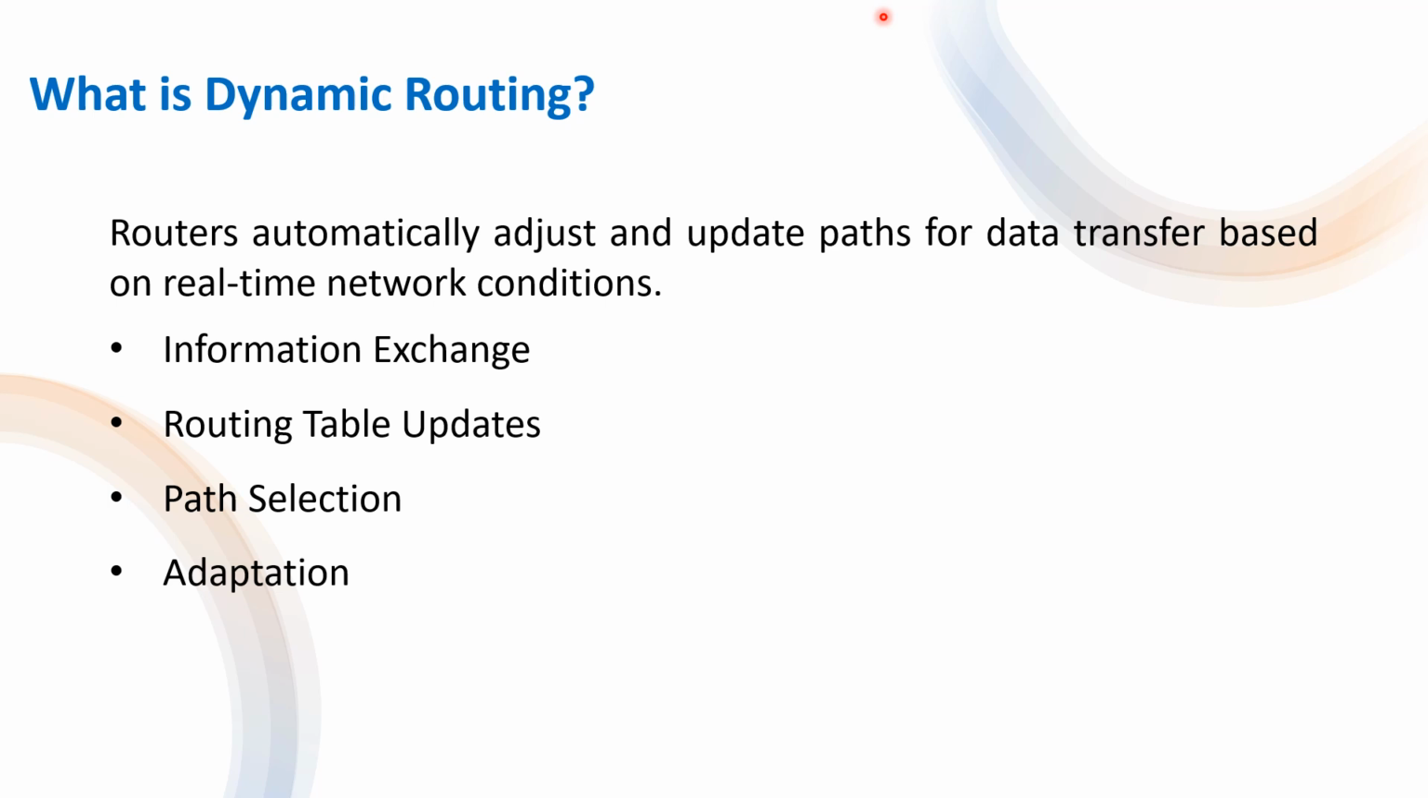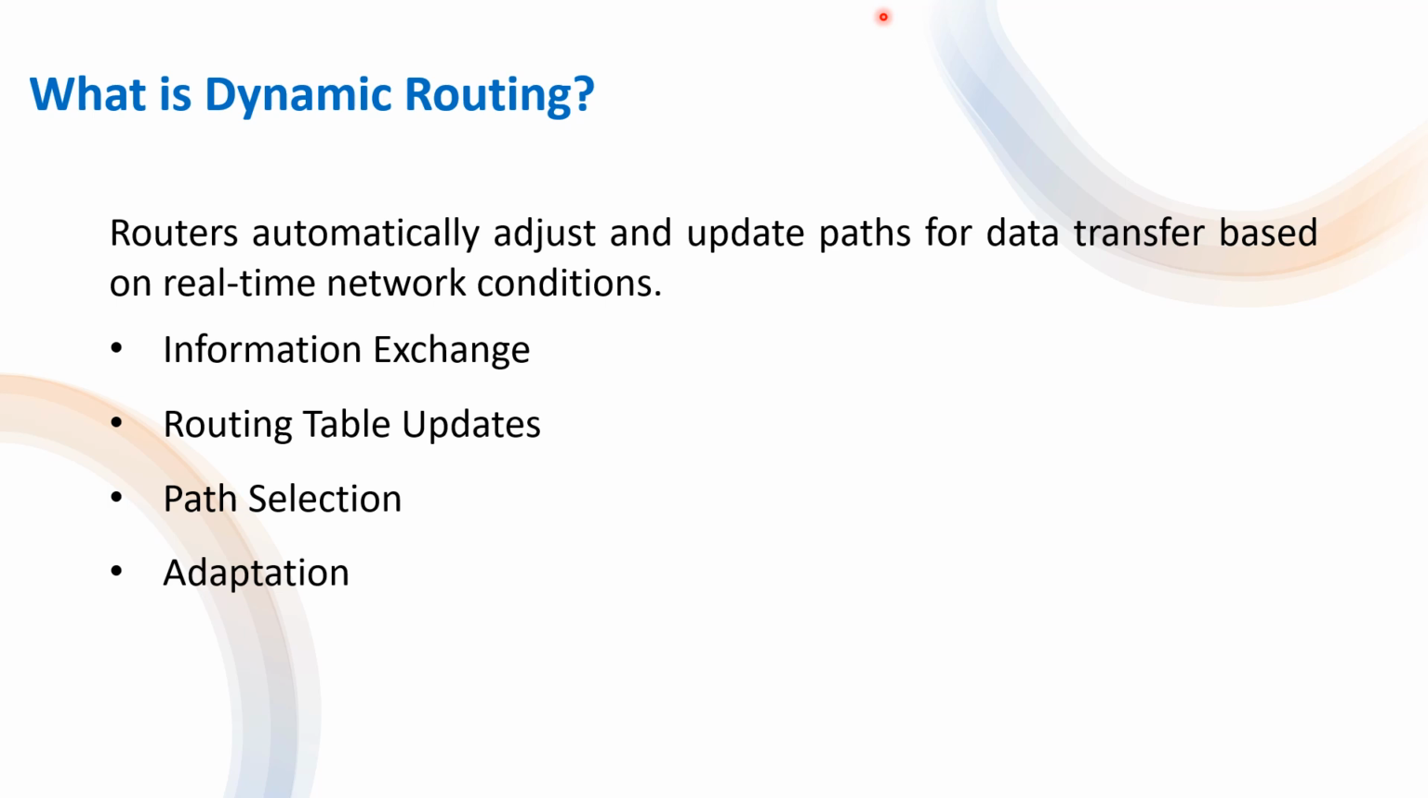What is dynamic routing? Dynamic routing is a method used in computer networks to automatically adjust the paths that data takes from its source to its destination. Unlike static routing, where routers are manually configured and remain fixed until changed by an administrator, dynamic routing allows routers to continuously exchange information and update their routing tables based on the current state of the network.